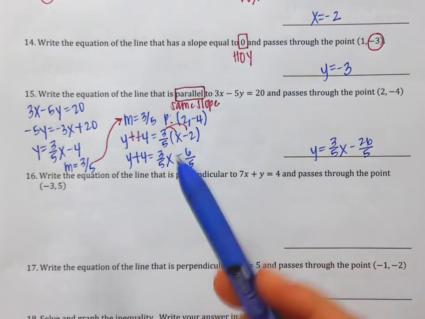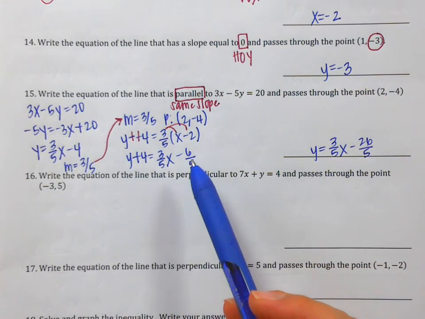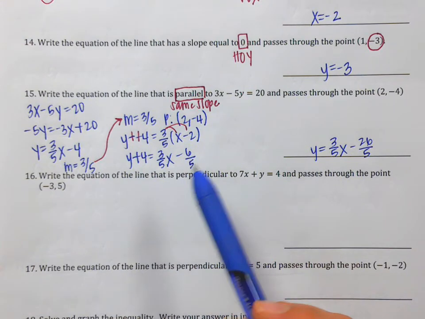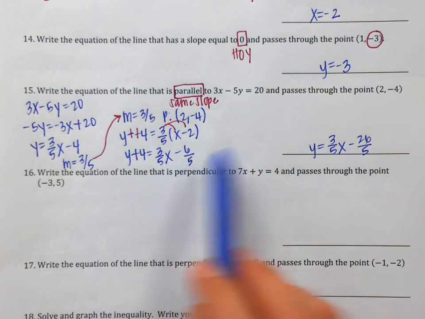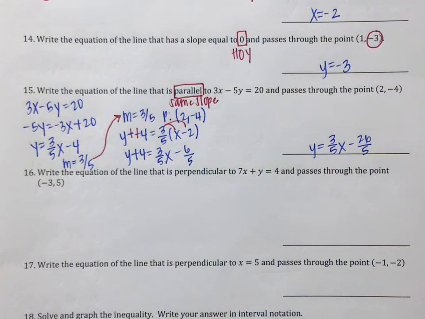Which makes sense. If I were to subtract 4, I would have to get a common denominator. And so to get a common denominator, I'd be multiplying top and bottom by 5. So that would be minus 20 over 5, which -6 minus 20 is -26.